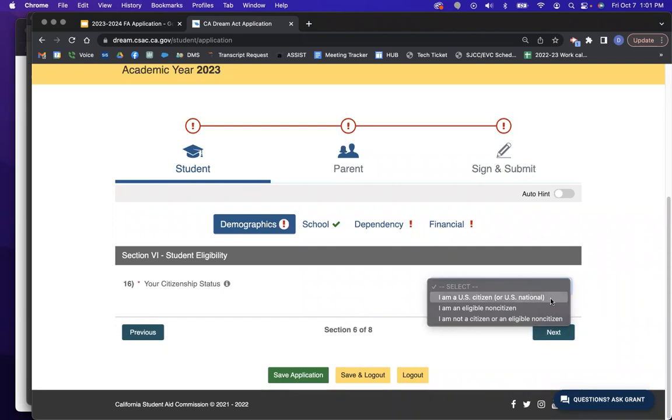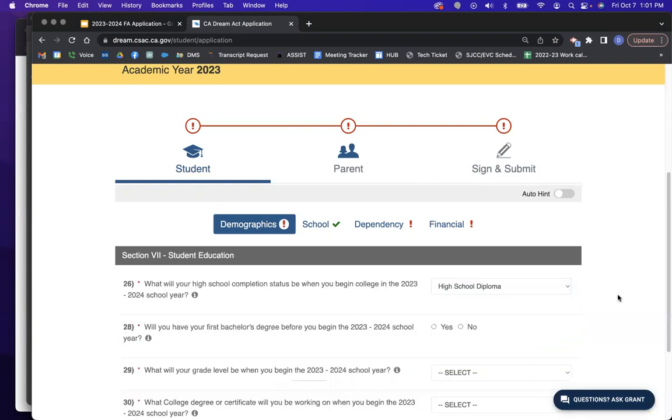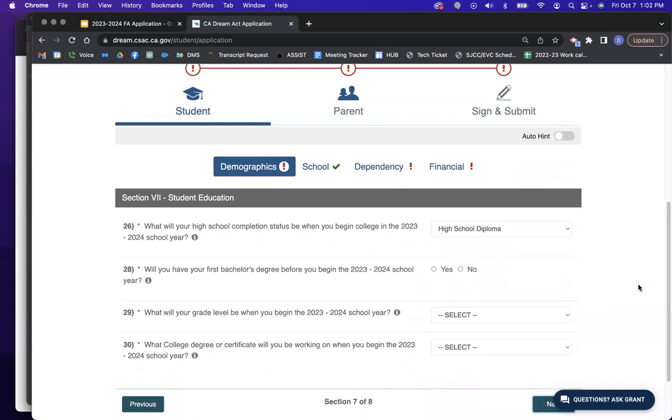So if you are a US citizen, you are likely doing the wrong application, and you should be doing FAFSA unless there's a specific reason why you're doing this. And that's usually if you are trying to qualify for in-state tuition because you just moved to California. Otherwise, if you are someone who has a U visa or any other type of visa and you qualify for financial aid, you would put that you're an eligible non-citizen. If you're someone who's undocumented, has DACA, and or does not have any type of visa, even if you came in with a visa but you no longer have it, then you would put I'm not a citizen or an eligible non-citizen.